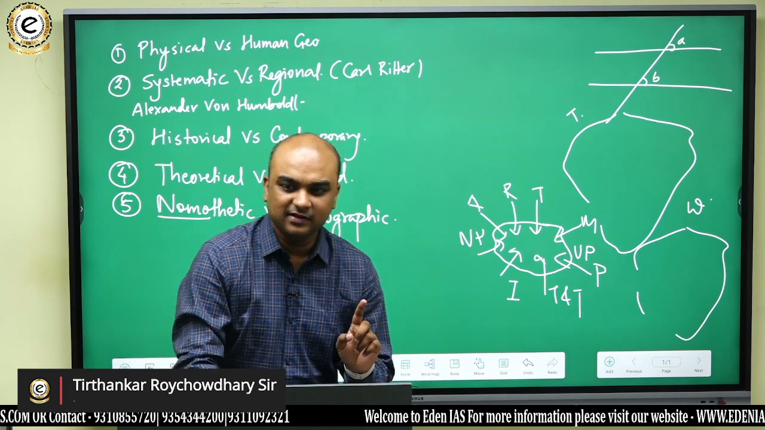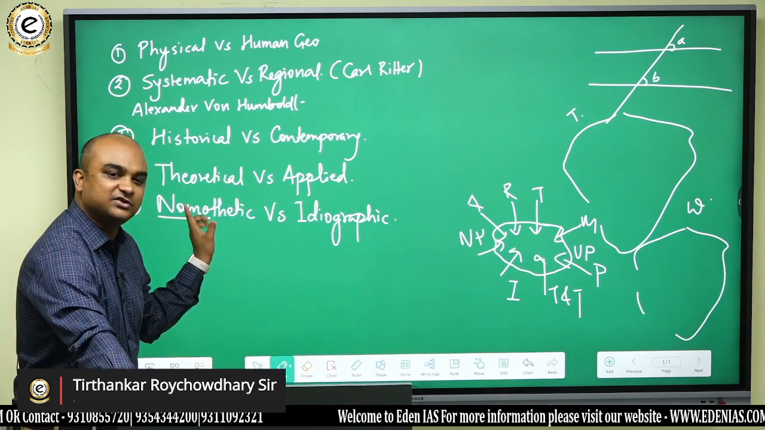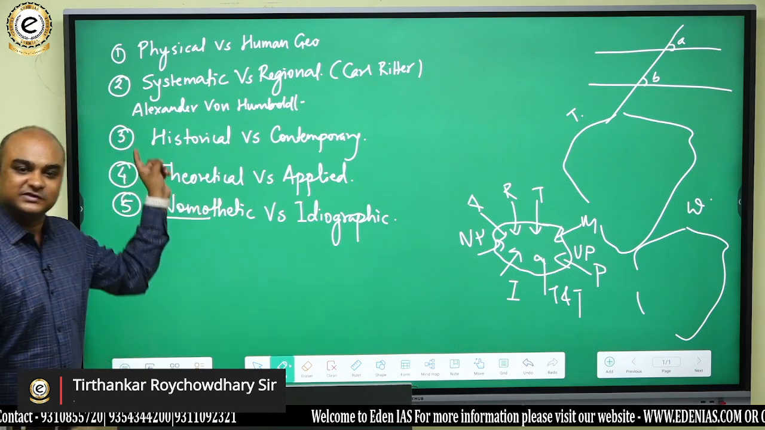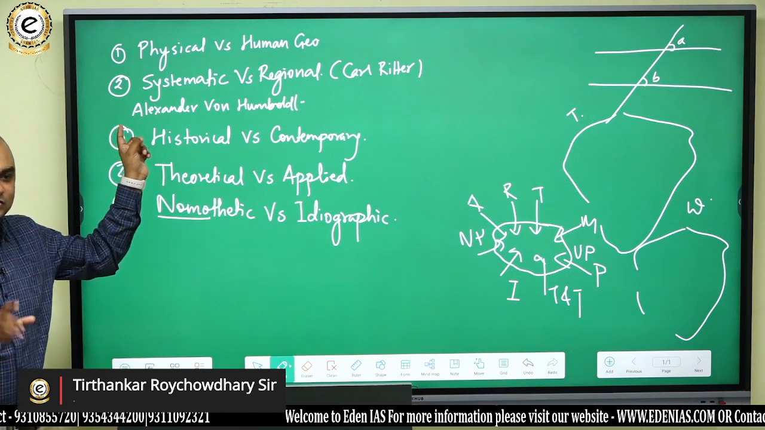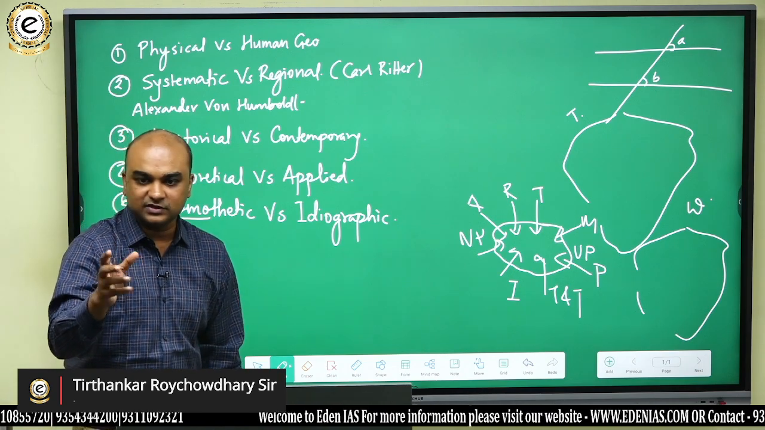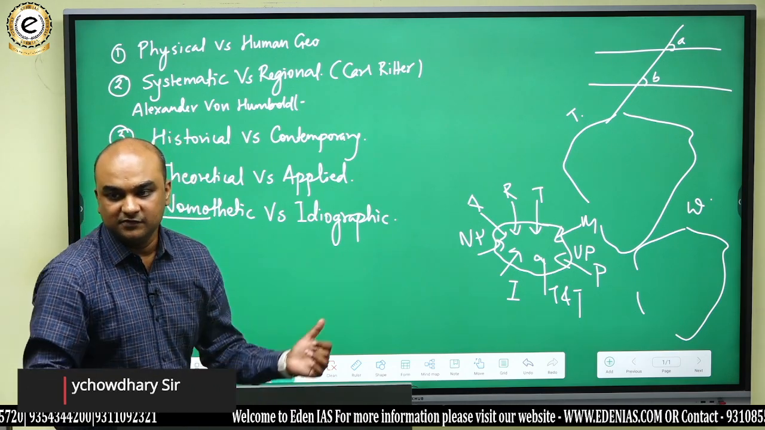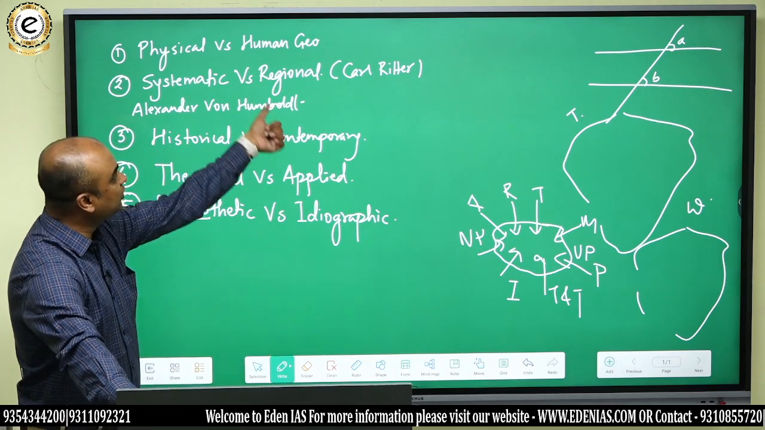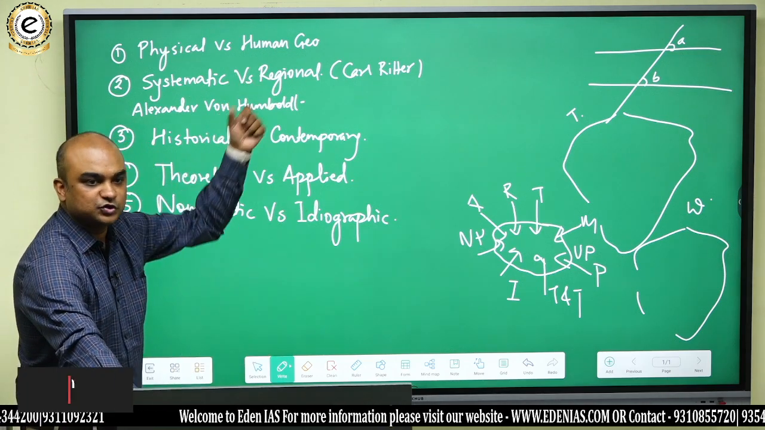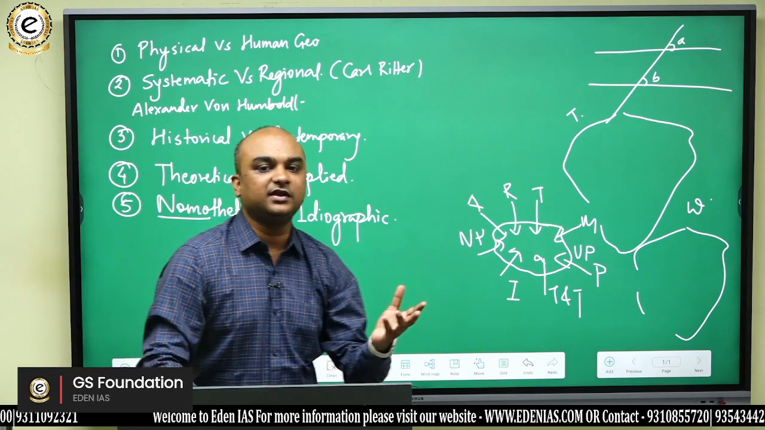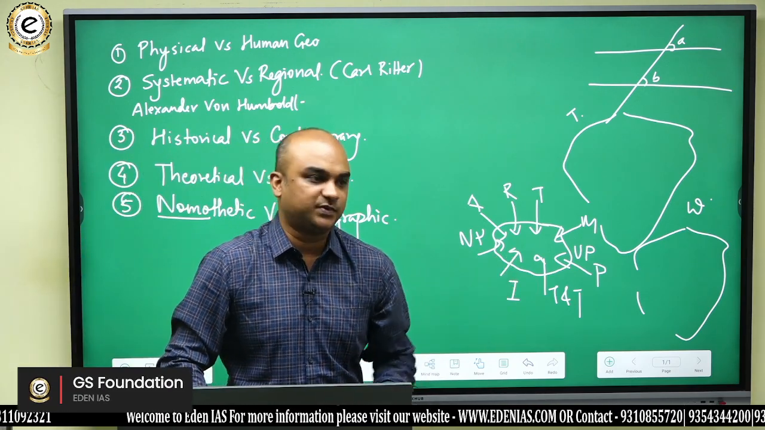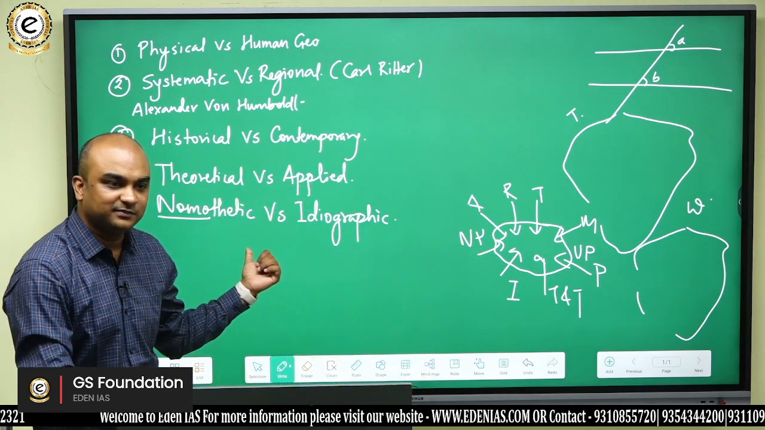Can you understand that these nomothetic geographers are more closer to physical geography? Because physical geography is like pure sciences, and in pure sciences we can have general laws, whereas the ideographic geographers are more closer to human geography, because human geography is behavioral in nature and behavior is very unpredictable. Is that thing clear to everyone?